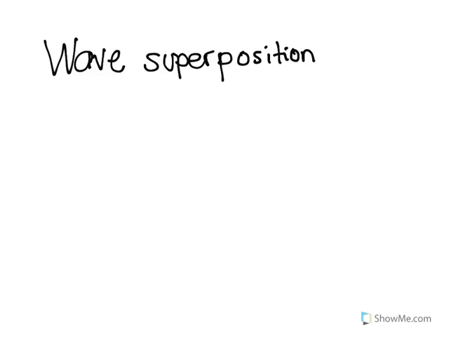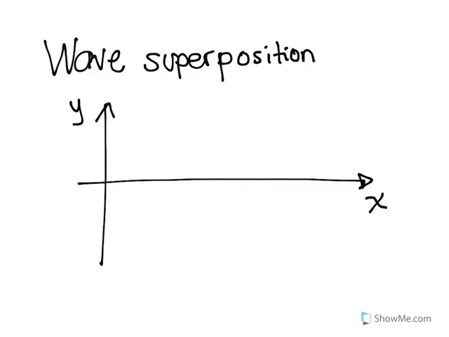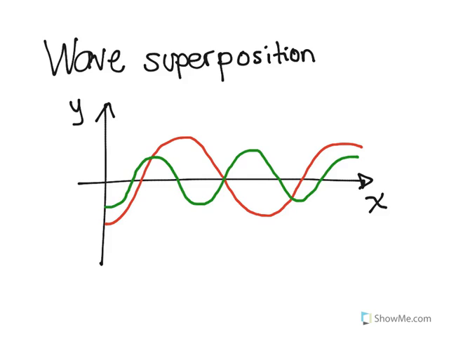We're going to talk about the superposition of waves. Imagine any given wave that is traveling in the x direction. At the very same moment and at the very same place, there is another wave traveling, let's suppose, in the same direction as well. In the end, what will be perceived by an observer is the addition of these two waves.